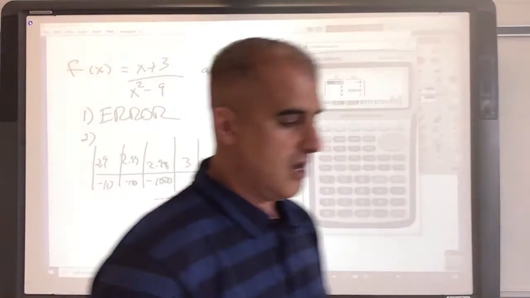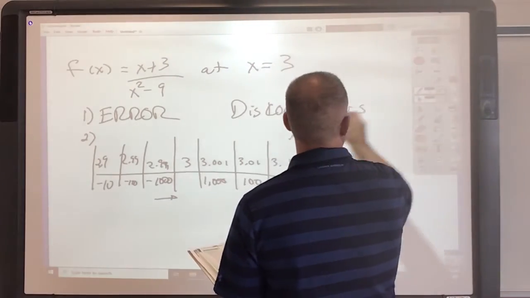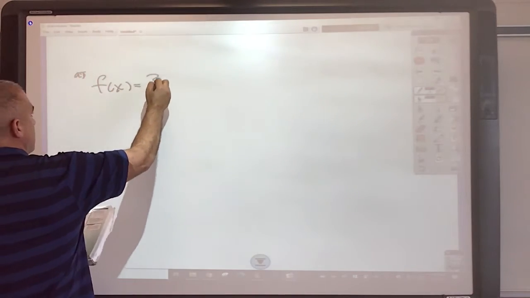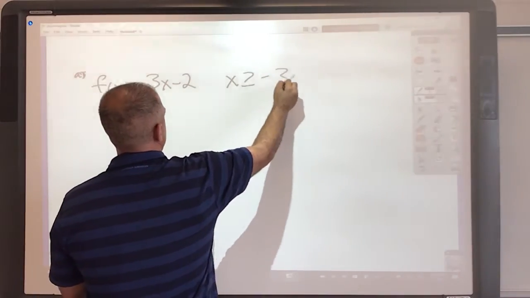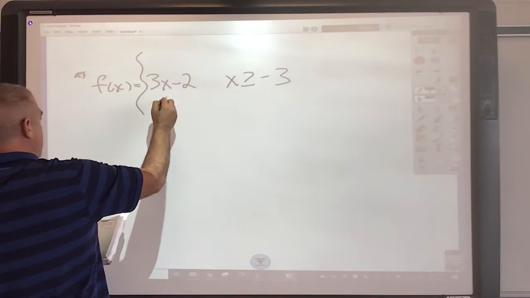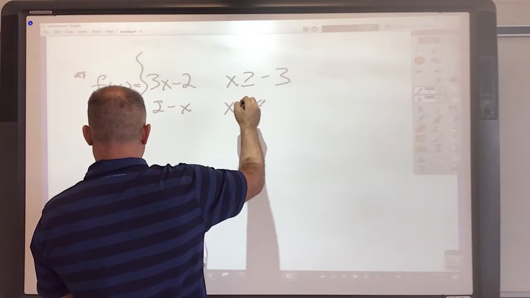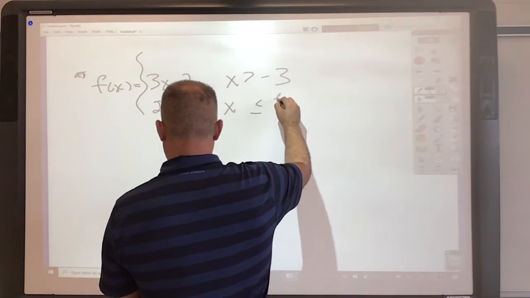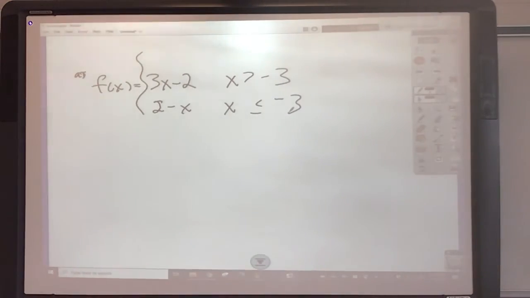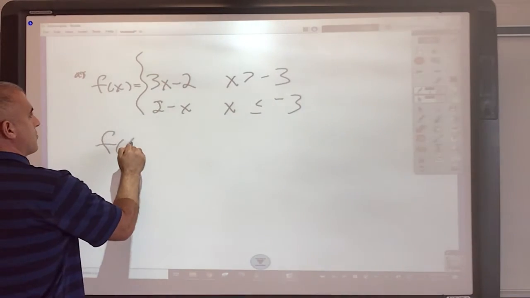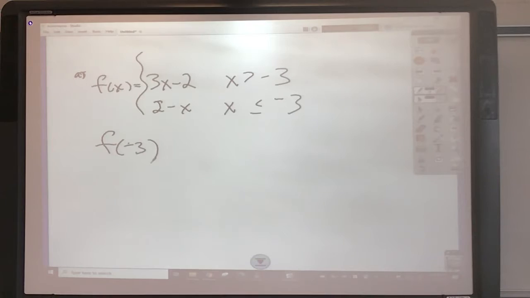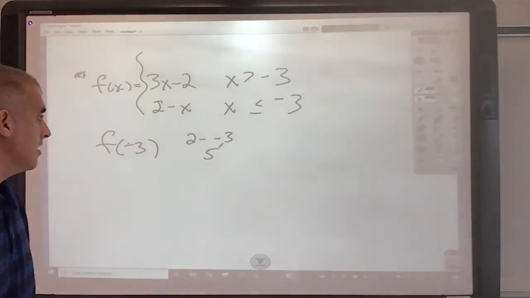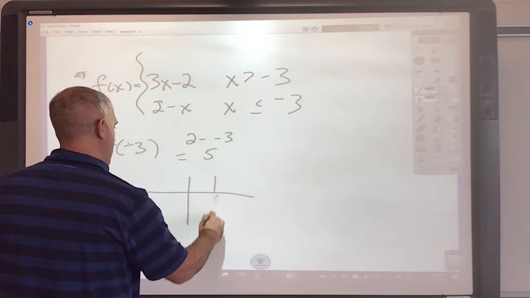I like to do one more involving piecewise. Let's say your function is this. So, the idea is, if I evaluate this at negative 3, the only one that I would actually answer that for is this. So, 2 minus negative 3 would actually be 5, okay? Now, so I got an answer. So, you're thinking, all right, I got negative 3 here.